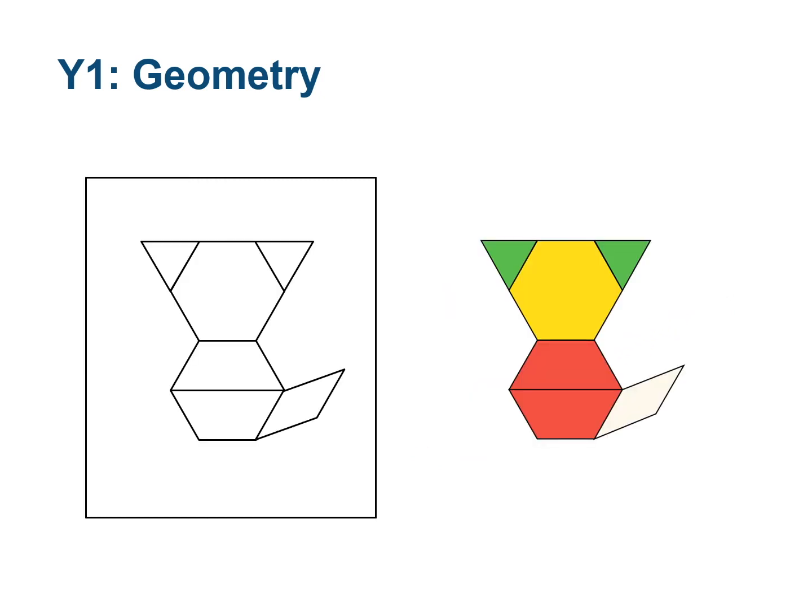And by the end of year 1, pupils should be able to copy shape arrangements without overlaying pieces on the example. And this ability to compose and decompose shapes and see shapes within shapes is a skill pupils will need through to Key Stage 3 and Key Stage 4 and beyond.